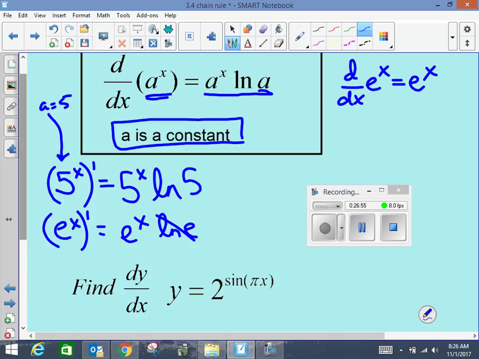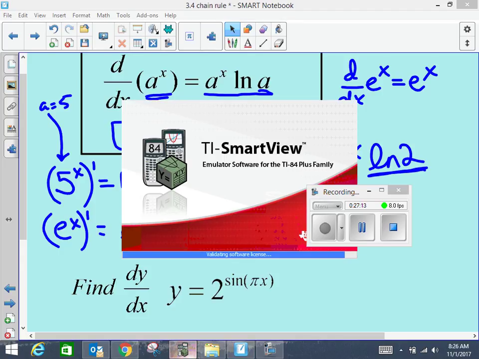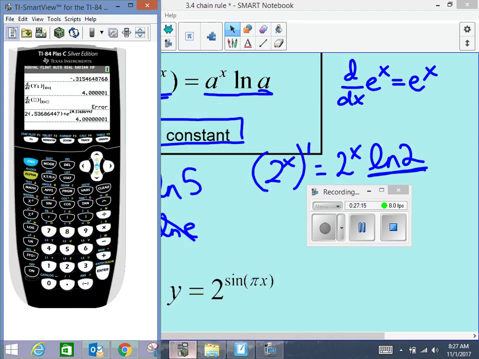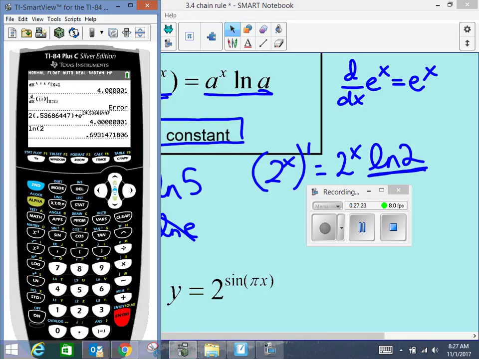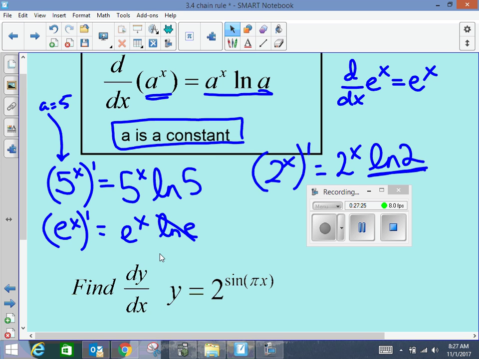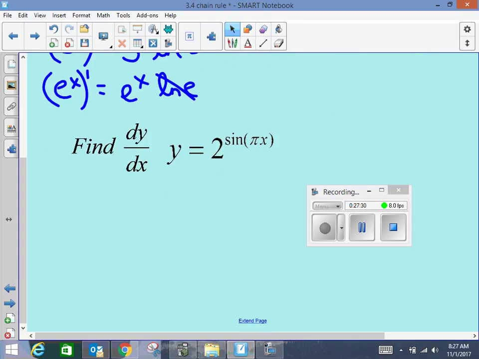So what's the derivative of 2 to the x? 2 to the x, ln 2. ln 2 is some goofy number. It's e to some power equal to 2, but we don't care. Just leave it alone. It's like another constant. We're not putting that in. We're just going to leave it alone. Exact is better.